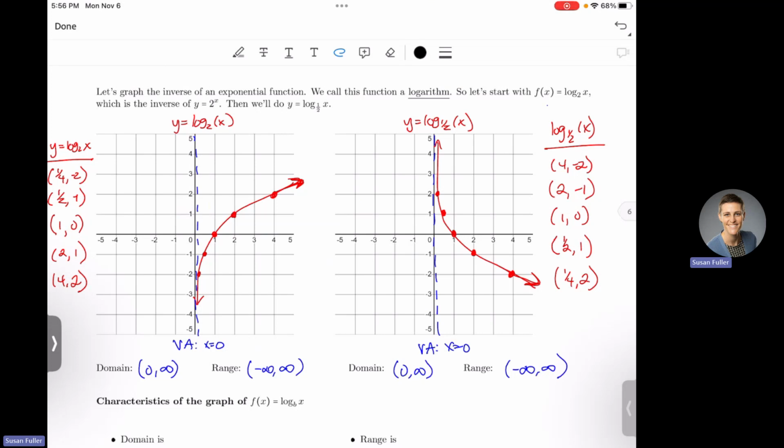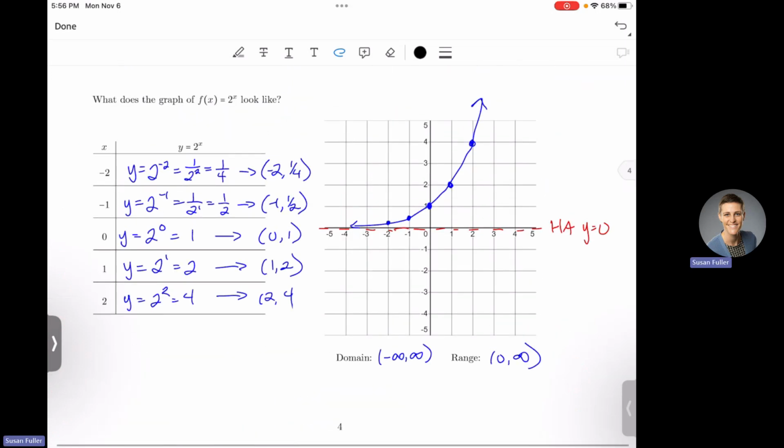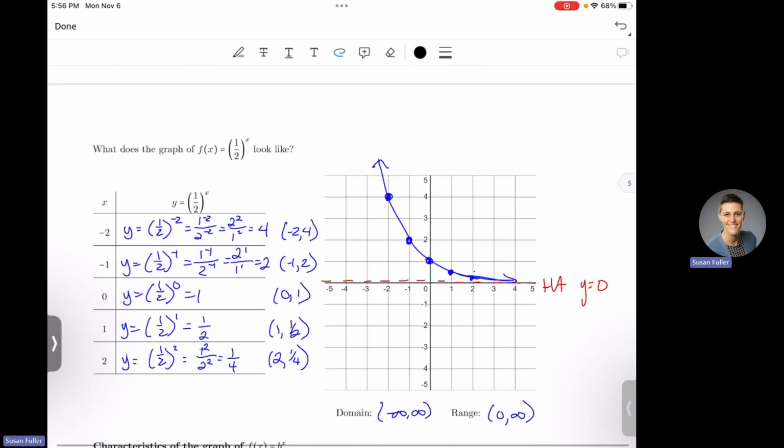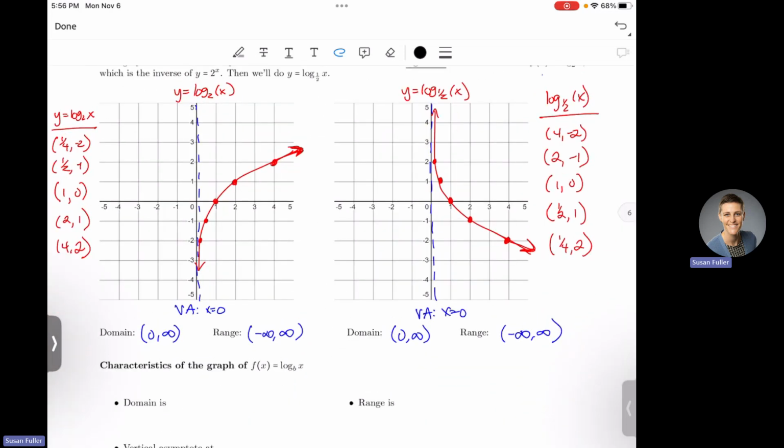So the way that we graphed these, log base 2 of x is the inverse of 2 to the x power. And so we took our ordered pairs from up here with y equals 2 to the x. We took these ordered pairs and we switched x and y because that's what inverse functions do. And when we switched our x's and y's, we got these points right here, put them on our graph, and we can see that this is an exponential function on its side.